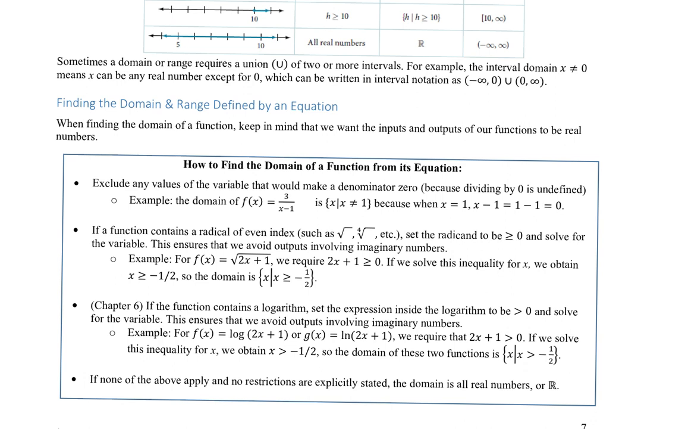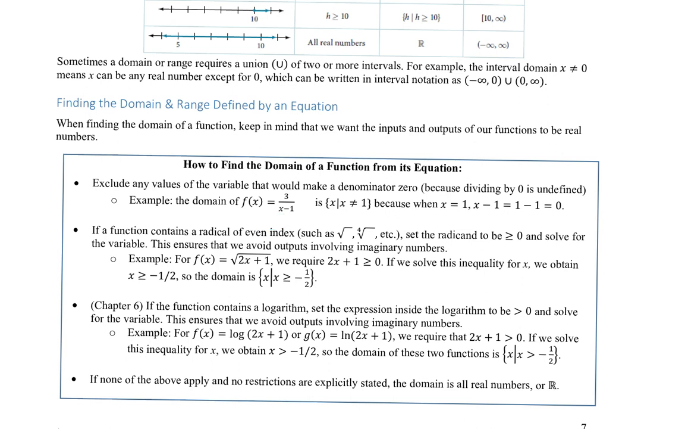Listed below are several ways to find the domain of a function. We'll be doing examples of these in the next video, but this is a nice overview. So remember, for domain, we want to know what are all the possible inputs. If we look at this first example here, we have a fraction, 3 over x minus 1. We know that the denominator cannot equal 0. So we can allow x to be anything we want except whenever the denominator will be 0.